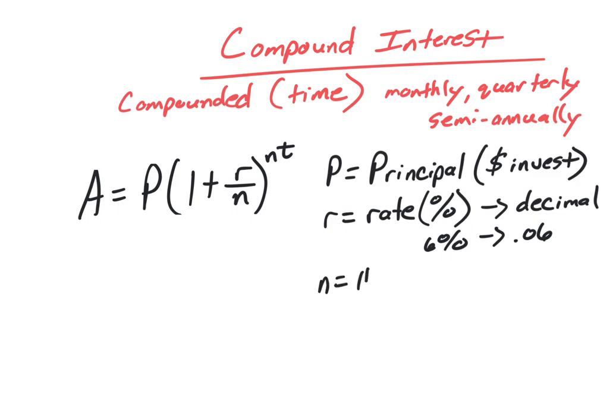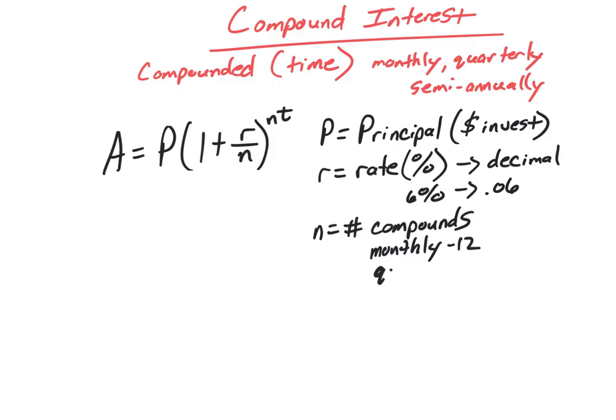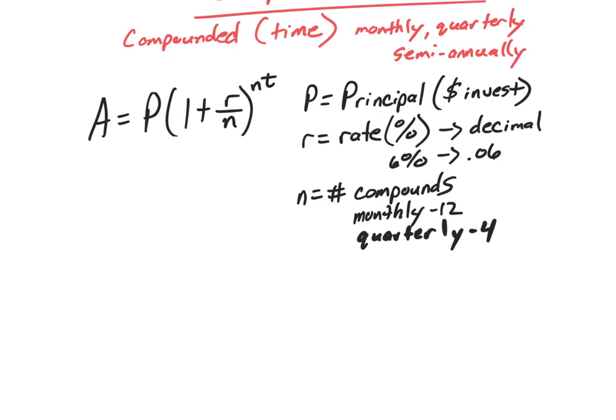Okay, N is the number of compounds. Monthly would be 12. Quarterly would be 4, 4 times a year, every quarter. It breaks the year up into fourths, basically. Every quarter, they're going to give you interest. Semi-annually would be 2 times a year. Every 6 months, they're going to earn interest.